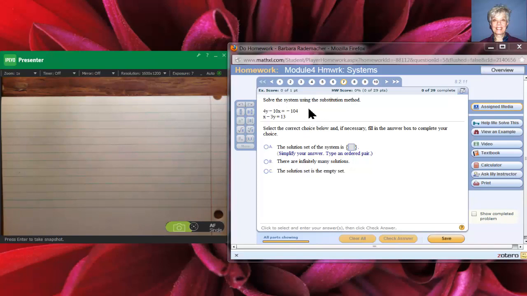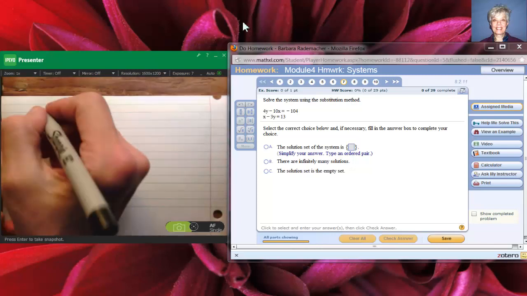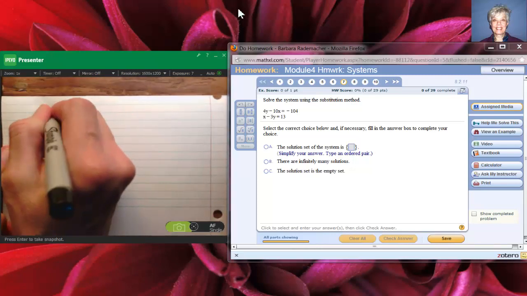And the goal of solving by substitution is to look at all six terms. This term, this term, this term, this term, this term, this term, and try to find one of the letters that is all by itself. X, for instance, is the only letter that's all by itself. All of the others have coefficients. So I am going to solve for X.